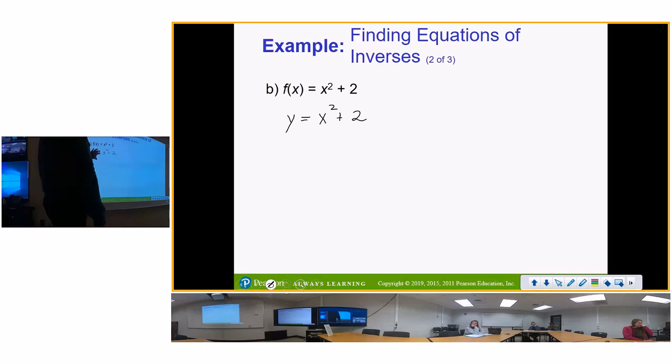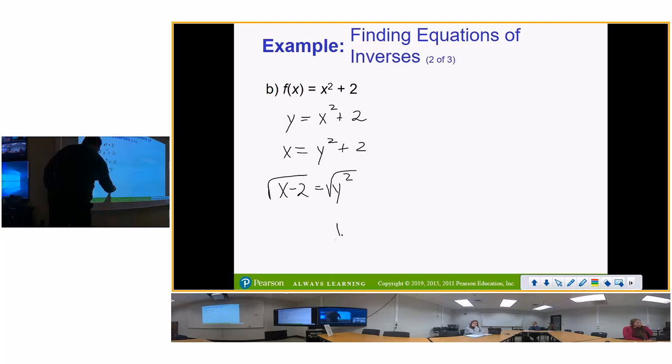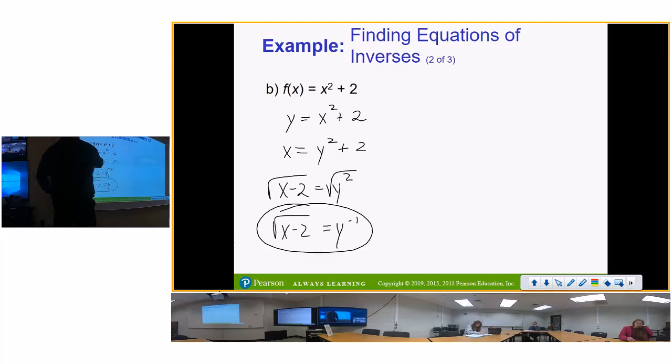All right, now what are we going to do? We're going to flip. Switch it. And that's going to be x is equal to y squared plus 2. Now solve for y. x minus 2 is equal to y squared. And what? Square root. So y inverse is equal to the square root of x minus 2. Now graph those two.